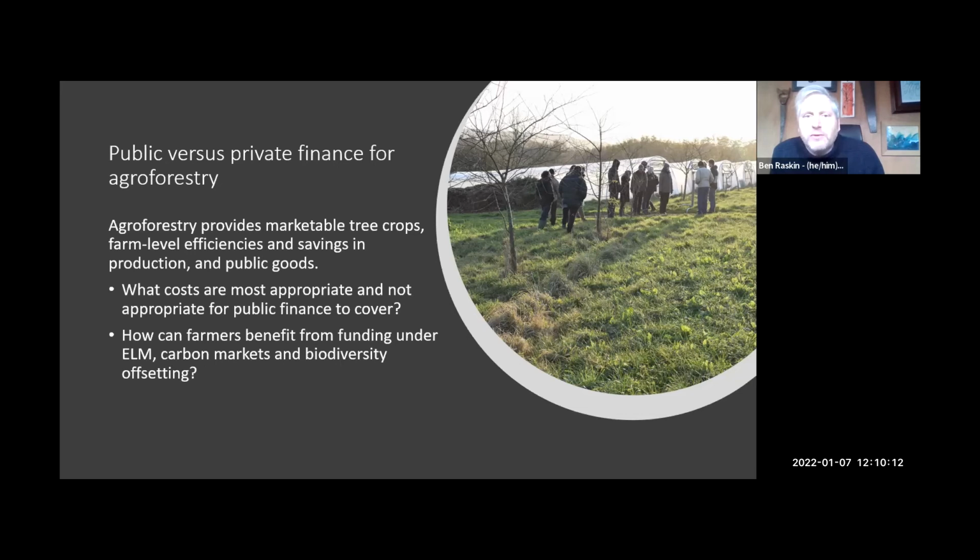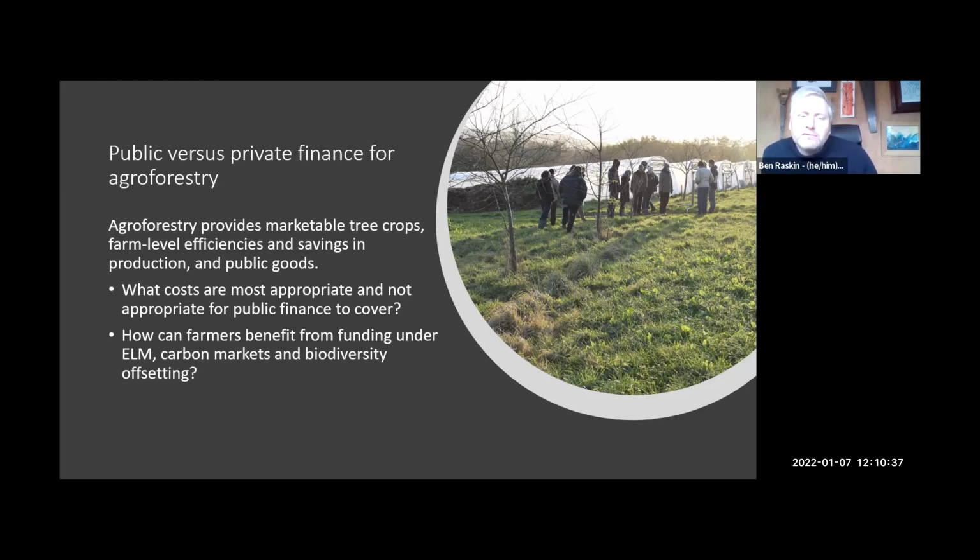Helen Browning, who I work with at Eastbrook, most of the trees that we've been planting have been funded by the farm business, with one exception, which was a woodland creation grant. But we also know that these trees are going to deliver a whole range of public goods: clean air, water, increased biodiversity, soil health, carbon sequestration, and so on.